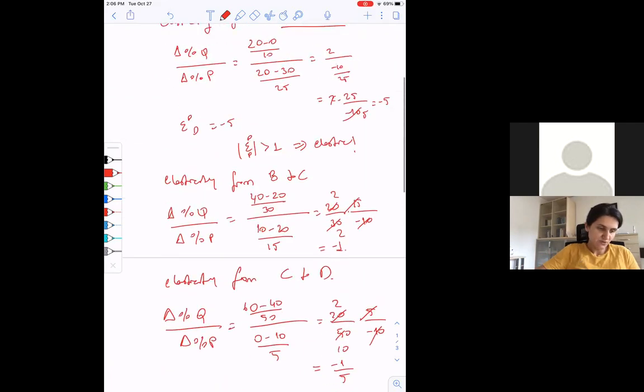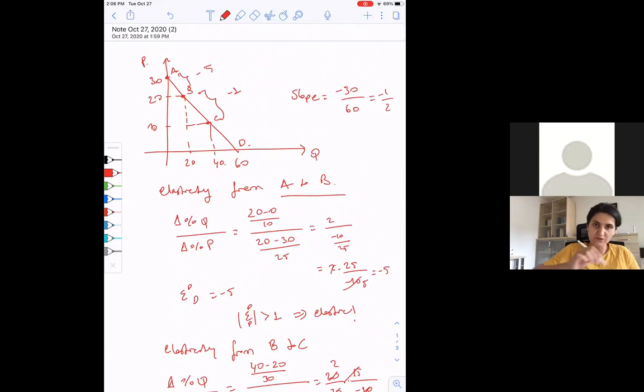As you have more of the goods, the response to the price decrease is less. As we move in this direction, you have more of the quantity demanded. So as the price decreases by the same amount, the response is lower.